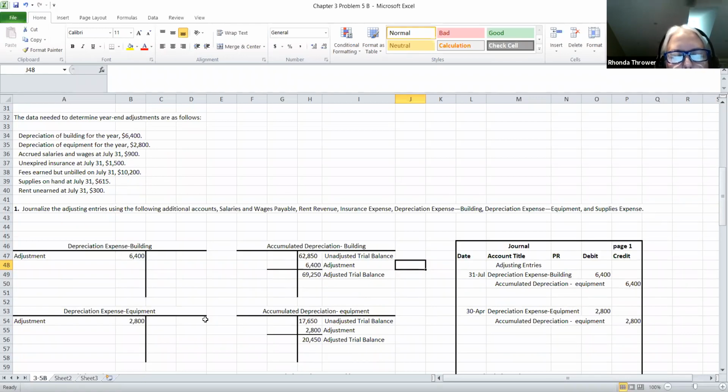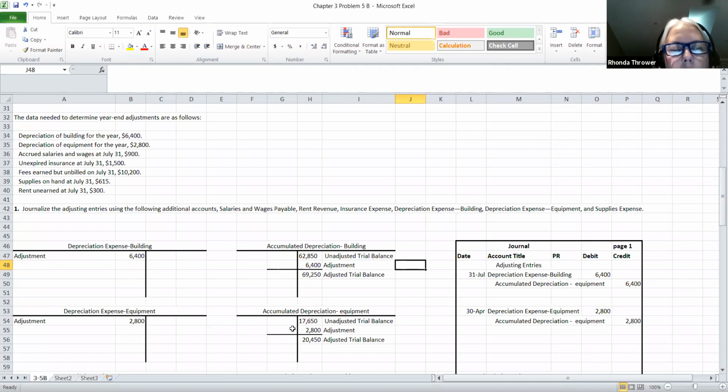So I created a T account and I called it depreciation expense equipment. And I'm going to debit that equipment, excuse me, not equipment, but I'm going to debit the depreciation expense on the equipment for $2,800. Now, I want to emphasize to you that the account equipment is an asset account. Depreciation expense on the equipment is a separate account called depreciation expense.